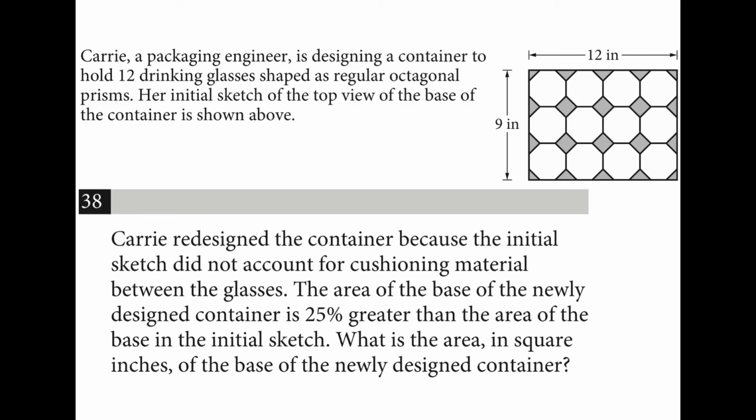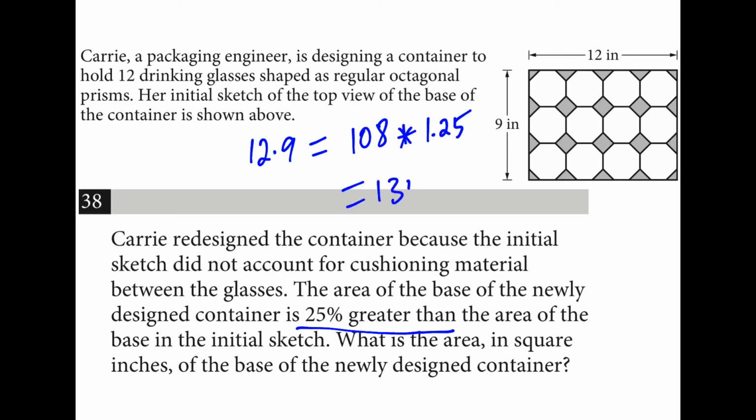Similar question, but now the area is 25% greater than the base in the initial sketch. So 12 times 9, this gives me 108. If I'm going to take 25% greater of that, I multiply it times 1.25. This will give me 135, and that's my new area.